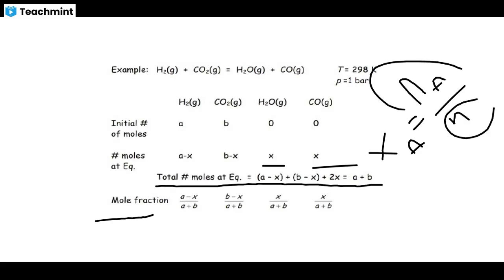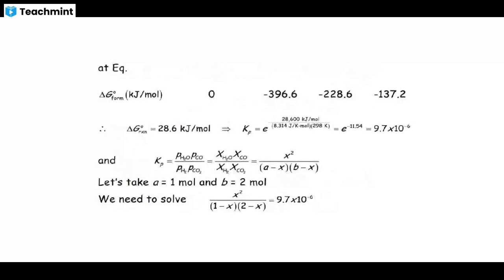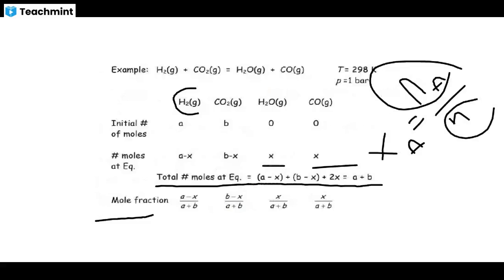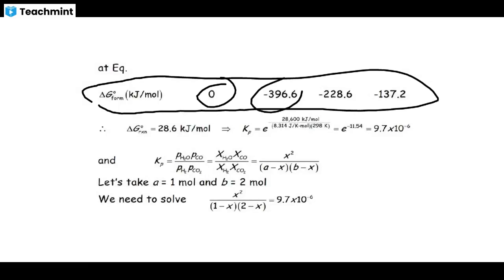Okay, so delta G formation, standard delta G. You can get the table of these delta G values for different compounds. It is 0 for carbon, 0 for H2 gas, and then there are values for CO2, for H2O, and for CO.